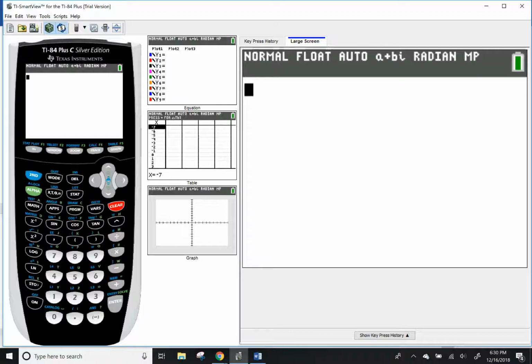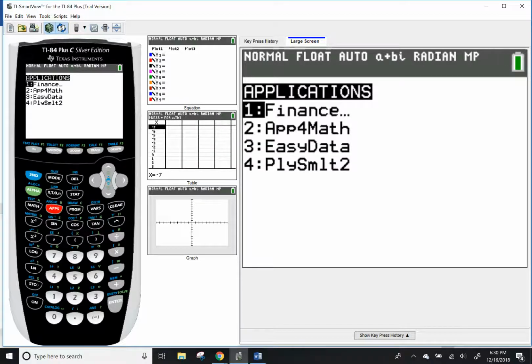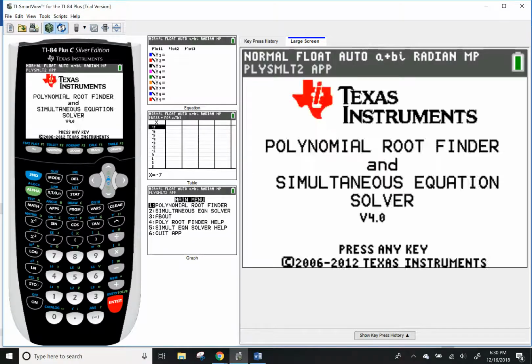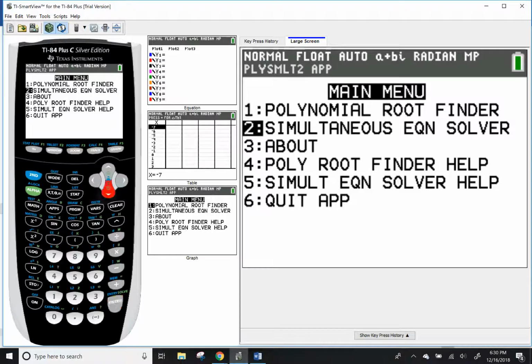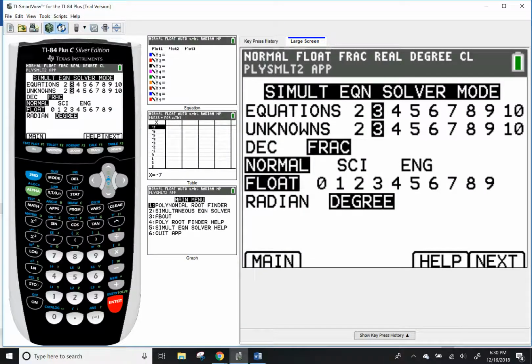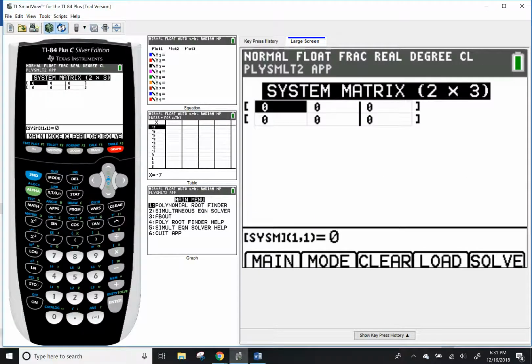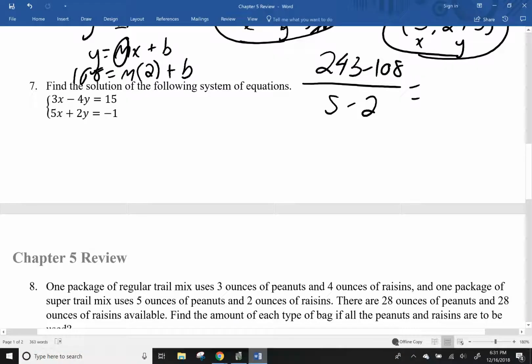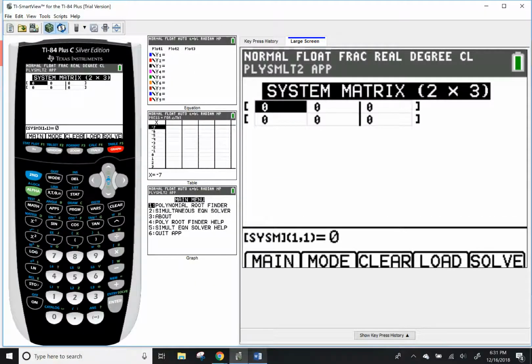So we're going to go to apps, and we're going to plug this system into our PolySimul app. So this one right here. And in this app, we're going to use the simultaneous equation solver because we have 2 equations and we have 2 variables, x and y, that we don't know. So we're going to call that 2 and 2. We'll leave everything else alone, and that's fine. Go next, and now plug in my system. So my system is 3x minus 4y equals 15. So I'm going to do 3x minus 4y equal to 15.